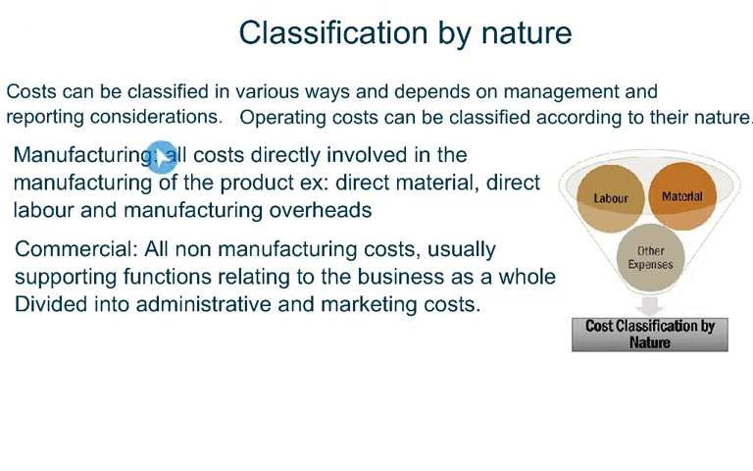Now, what is manufacturing cost? Those are all the costs directly involved, and remember, directly involved in the manufacturing of the product. For example, it's the direct material, the direct labor, and the manufacturing overheads. Those are called manufacturing cost. It's according to their nature. But we also have cost that is commercial of nature. So these are all the non-manufacturing costs, and it's usually the supporting functions relating to the business as a whole. And you can then split or divide commercial cost into admin cost and marketing cost.